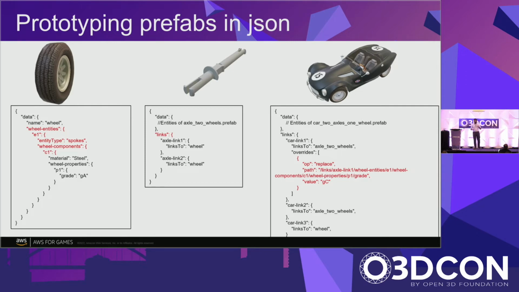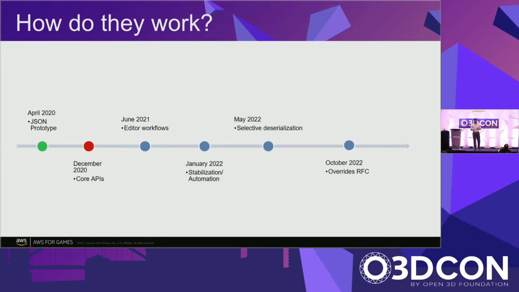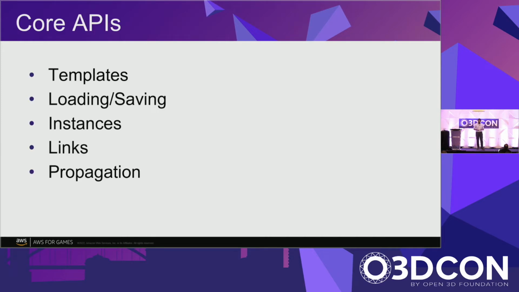So this is actually the very first thing that I did once I joined Open3D Engine. So I just created a bunch of folders, wrote a bunch of Python scripts to verify that this is something that can work. So once we gained confidence that this could work, we went ahead and wrote up the design and then started implementing the core APIs for prefabs. So these are some of the core concepts within prefabs that we'll be looking at today.